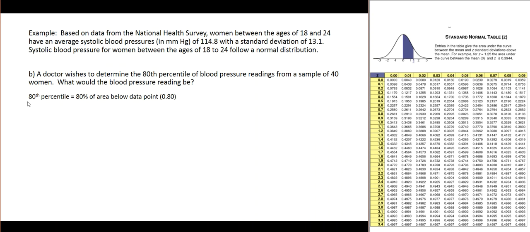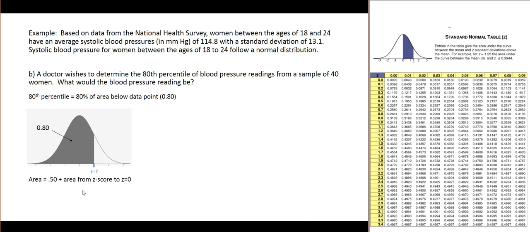So we still want to revisit that our 80th percentile gives us 80% of area below the data point. So we'll go ahead and draw that same picture here. And we still have that area. We actually already looked up that 0.8, so we'll go right to our z-score of 0.84. So nothing here is different. The sample size is not going to affect the z-score here. It is going to affect our data when we solve.